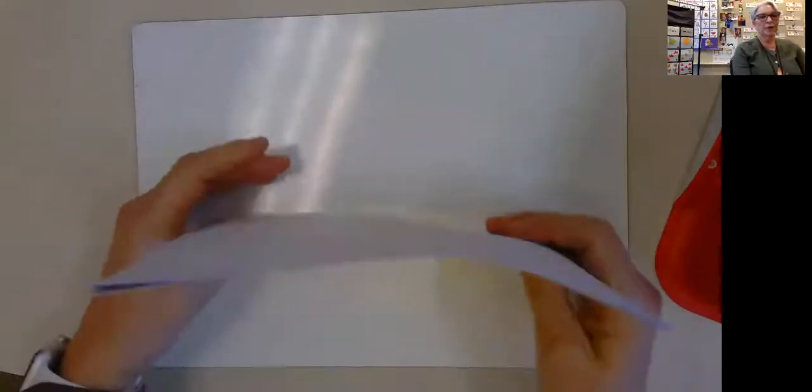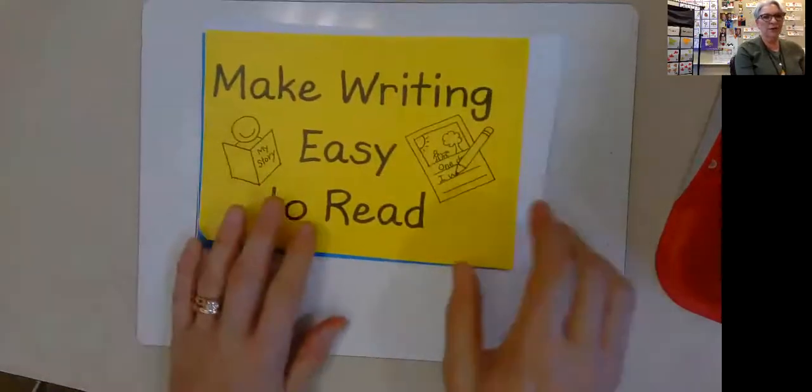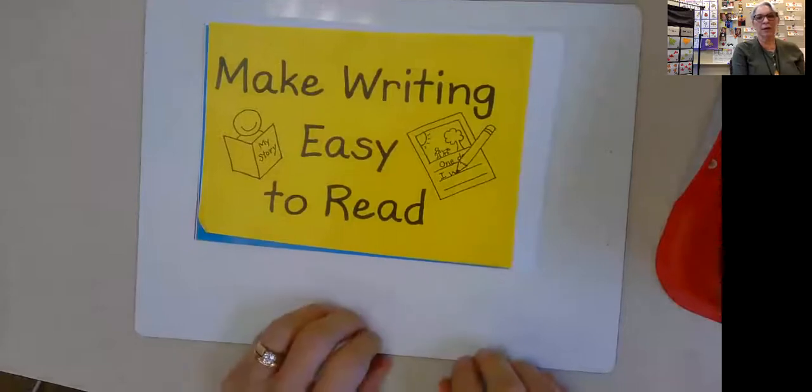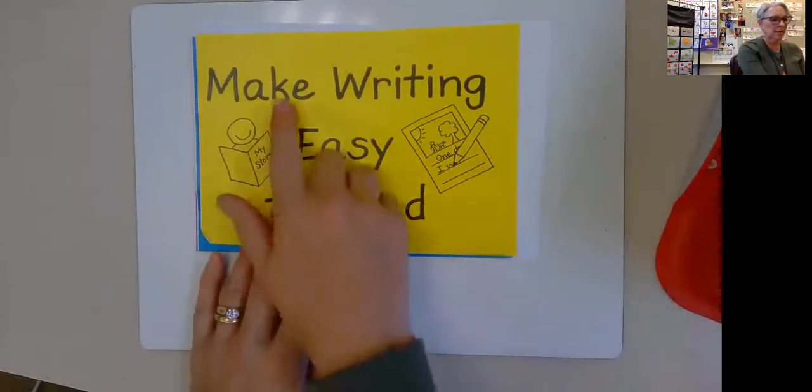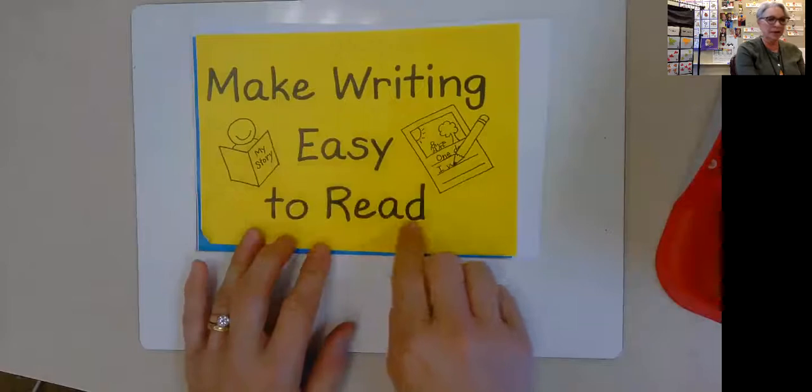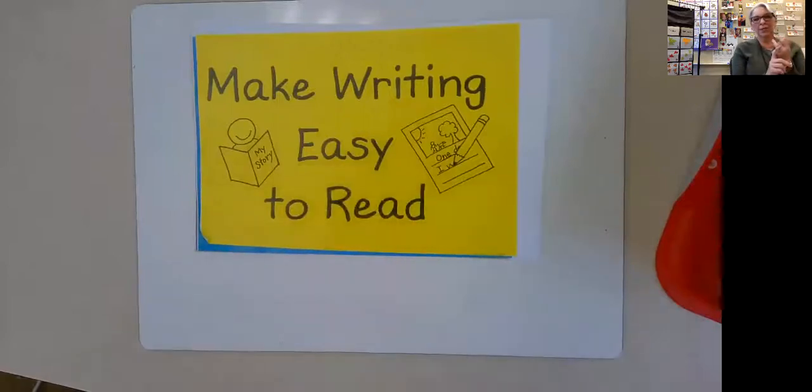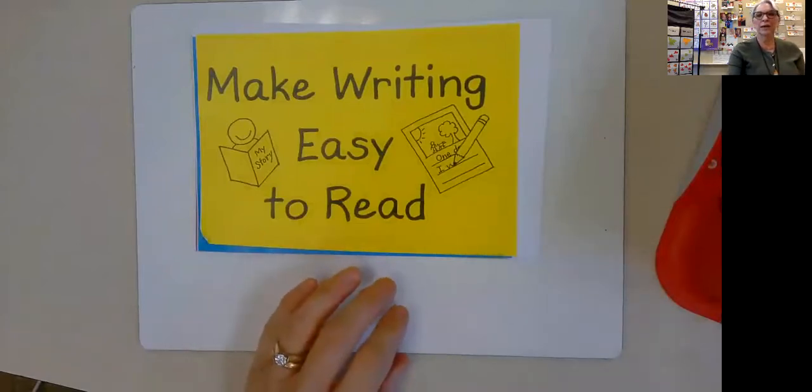Okay, super writers. So you know what we're going to talk about. We're talking about what we've been talking about for the last couple of weeks. Make writing easy to read. And that's having complete stories that have actions that are clear, that you can see and you can know by the picture, and then having words that help you with the picture, right?